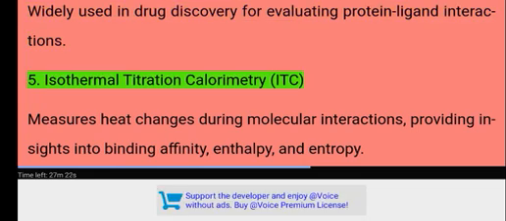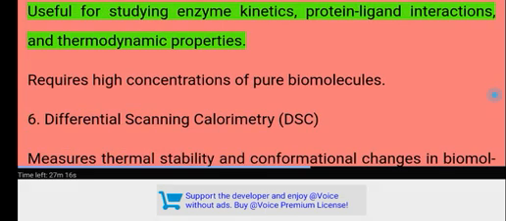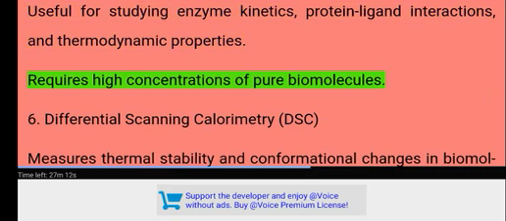5. Isothermal titration calorimetry, ITC. Measures heat changes during molecular interactions, providing insights into binding affinity, enthalpy, and entropy. Useful for studying enzyme kinetics, protein-ligand interactions, and thermodynamic properties. Requires high concentrations of pure biomolecules.